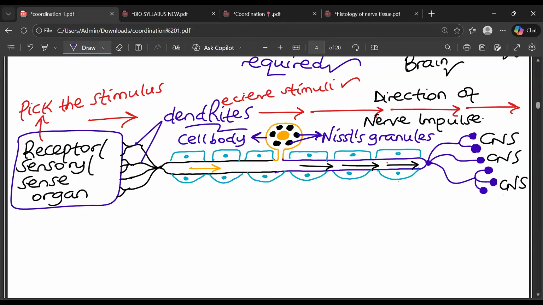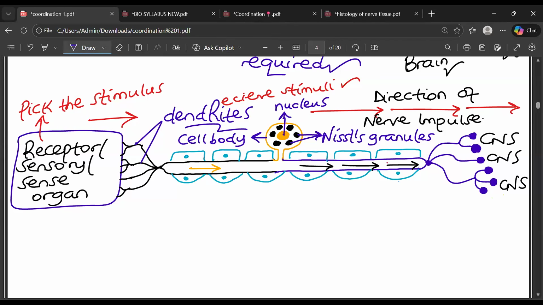So they are called Nissl's granules. This thing in the middle is just the nucleus. I think I should remove this because I may need that. So that one is the nucleus. And that is the cell body.